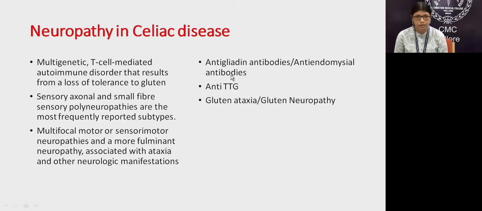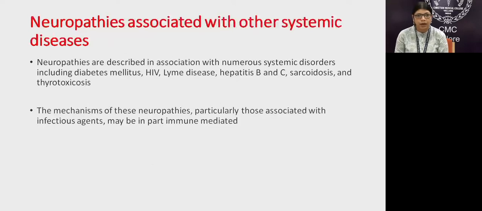Neuropathy in celiac disease: anybody who has an ataxic neuropathy, we need to carefully look for celiac disease, because there is a simple treatment available. Here they present as a sensory axonal or small fiber sensory polyneuropathy, and multifocal sensory motor neuropathy can be there, but is rare. Other systemic disorders such as diabetes, HIV, and Lyme disease cause more of an axonal, toxin-related, or metabolic-related neuropathy, but they can also have an immune basis.